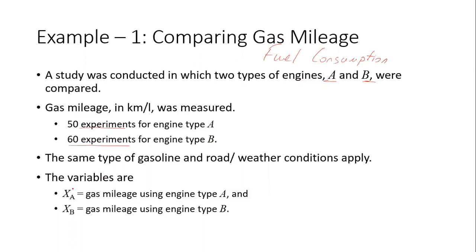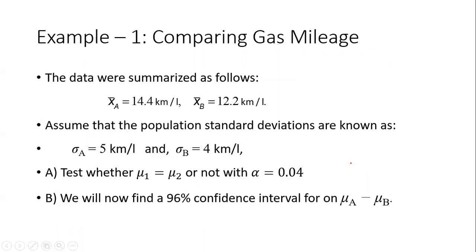So the variables are XA, the gas mileage using engine type A, and XB, that of the gas mileage of engine type B. It turns out that the same type of gasoline, road and weather conditions apply in all of the experiments. And the data is summarized as follows. Remember, I have N1 equal to 50, and N2 equal to 60.